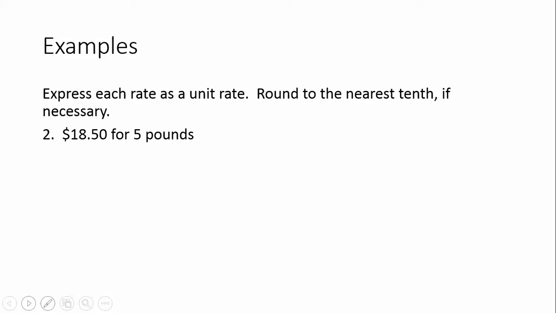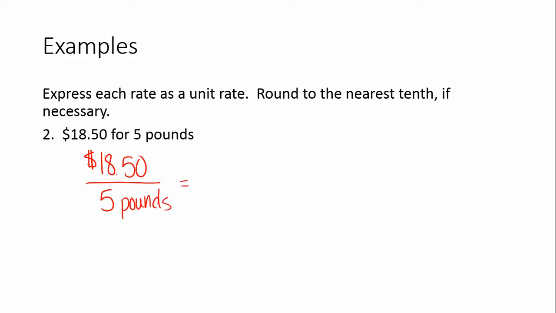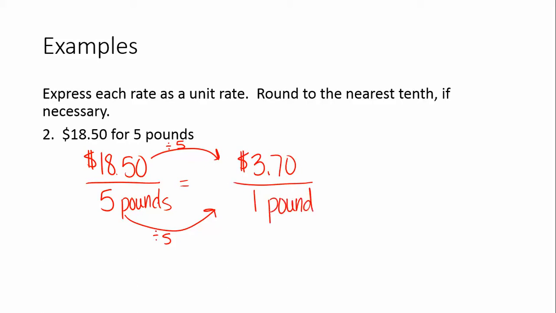Let's look at another one. We have $18.50 for 5 pounds, and that could be anything, 5 pounds of meat, 5 pounds of nuts, whatever it is. So now we need to divide the top and the bottom by the denominator. So we're dividing by 5 and we're dividing by 5. So $18.50 divided by 5 is, again, we're talking about money, so it's $3.70 per every 1 pound. 5 divided by 5 is 1. So this is how you express rates as unit rates.